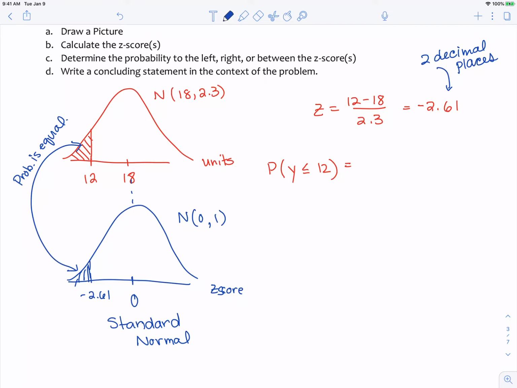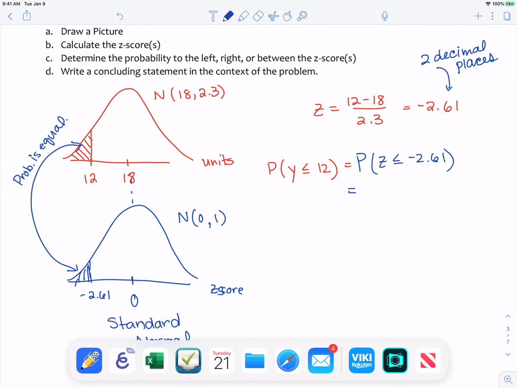Okay. All right. So now we're going to write the equivalent probability statement in terms of the z-score calculation. So the probability that y is less than or equal to 12 is actually the same as the probability that z is less than or equal to negative 2.61, the 12's equivalent in terms of a z-score. Now to find this probability, we're going to use GeoGebra. It'll make it a lot easier. So I'm going to bring up GeoGebra real quick here, and I have it.